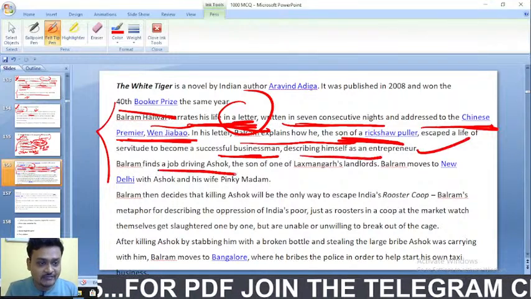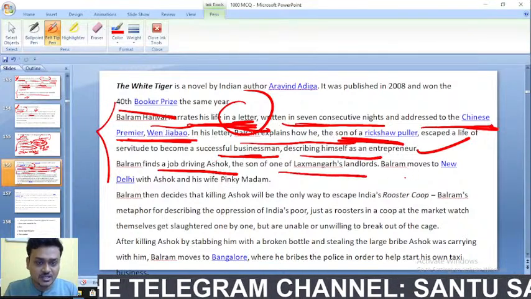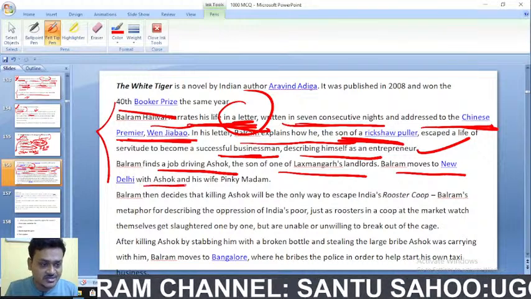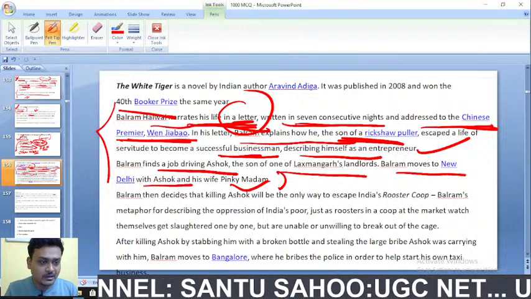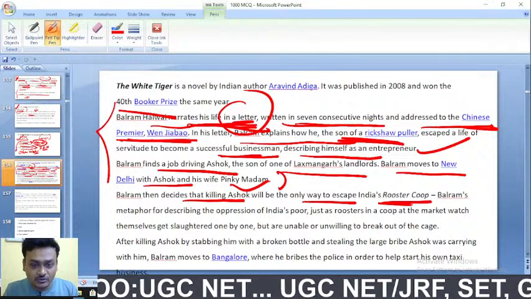Balram finds a job driving Ashok. So he was a driver of Ashok, the son of one of Laxmangarh's landlords. And Balram moves to New Delhi with Ashok and his wife Pinky Madam. Balram then decides that killing Ashok will be the only way to escape India's rooster coop.